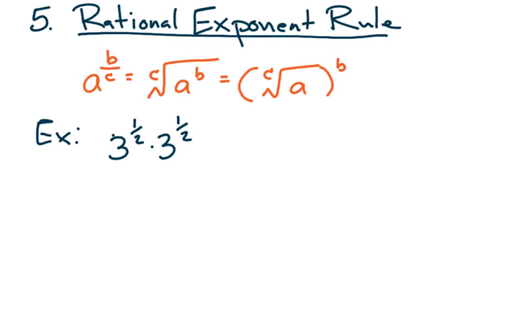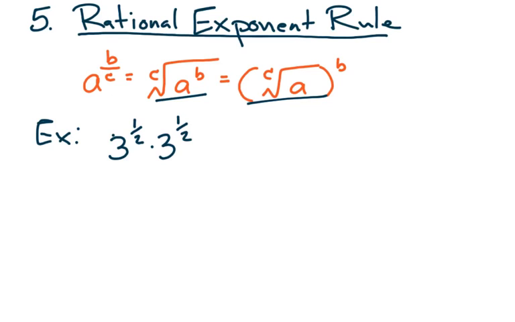Rule number 5, the rational exponent rule. This one is a tricky one that kids always forget. If I have some fractional exponent here, so I have a raised to the b over c, okay, that can be written in 2 different ways. And each way can help you in certain scenarios if you have to hand calculate something. So it can equal the cth root of a raised to the b power, or it can equal the cth root of a all raised to the b power. Okay? And it's good to know both of these, all right?